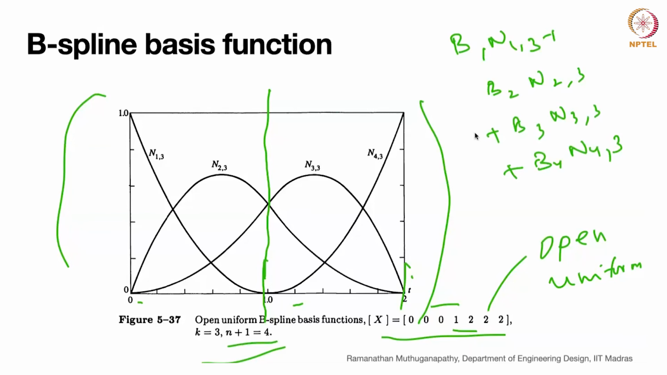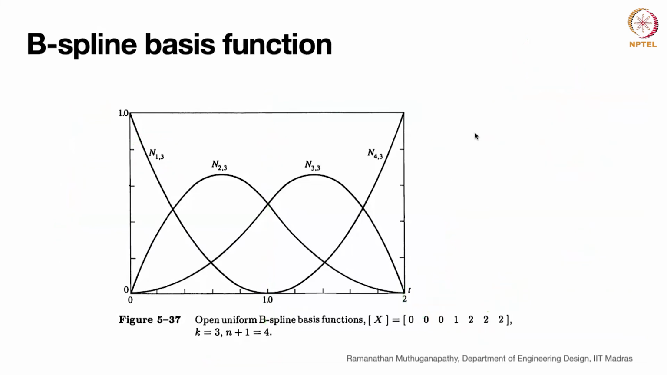Now if you observe from this graph, can you say anything more? For example, N1,3 plays a role till what parameter? First convex curve, sir. So this also explains the first convexity. Exactly. So you can see N1,3 is 1, and after that it is 0. So it doesn't even play a role after this. So there is no N1,3.